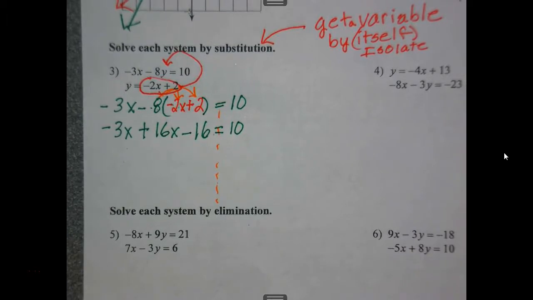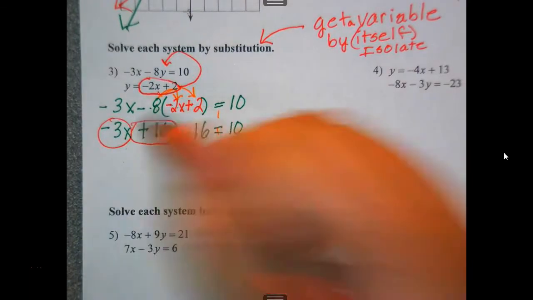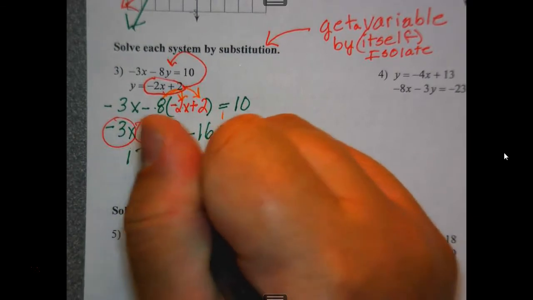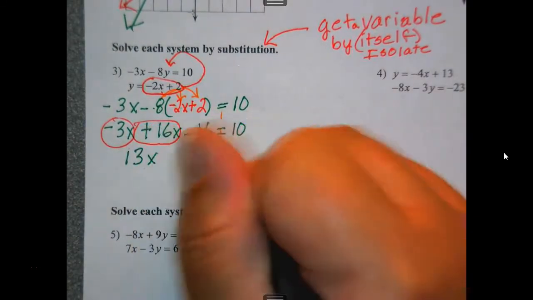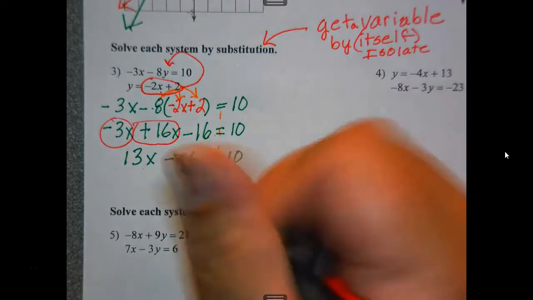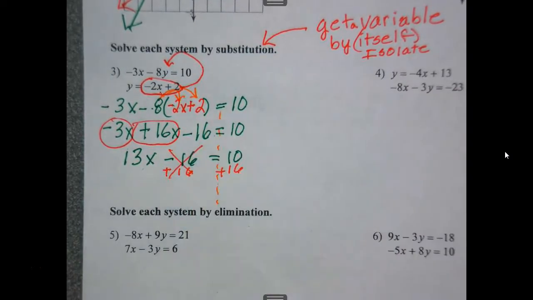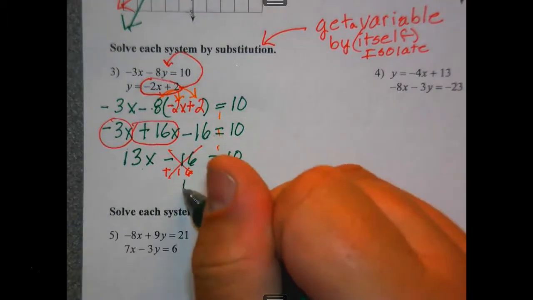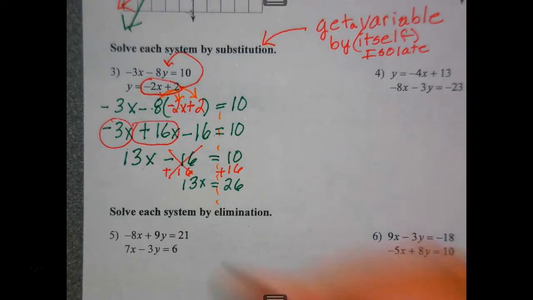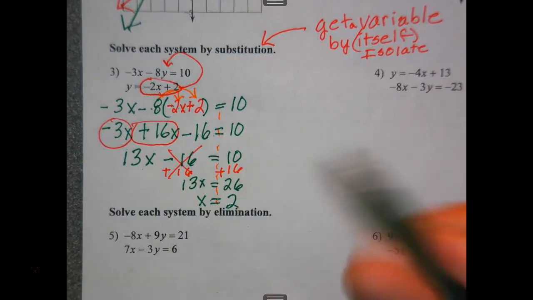Be careful. You could, but I like to combine like terms first. You could, more than willing, that's fine. Okay, add 16 to both sides. I get 13x equals 26. So what's x going to equal? 26 divided by 13? 2.